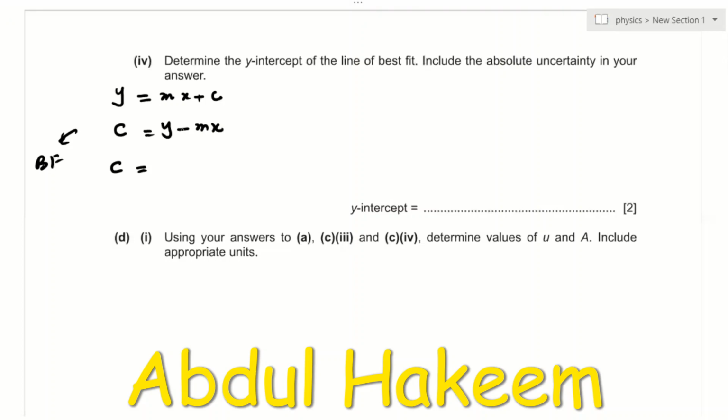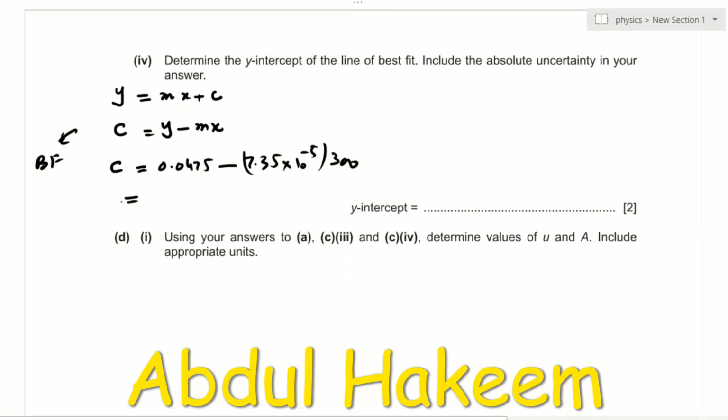P1 or P2. So P1 is 300, 0.0475. So its y coordinate is 0.0475 minus the gradient of the best fit, 7.35 times 10 power minus 5, multiplied by the x coordinate, which is 300. So after the calculation, it is coming approximately 0.025. Now, similarly for the worst acceptable line, c is equal to y minus mx. C is equal to the y coordinate of any point of the worst fit.